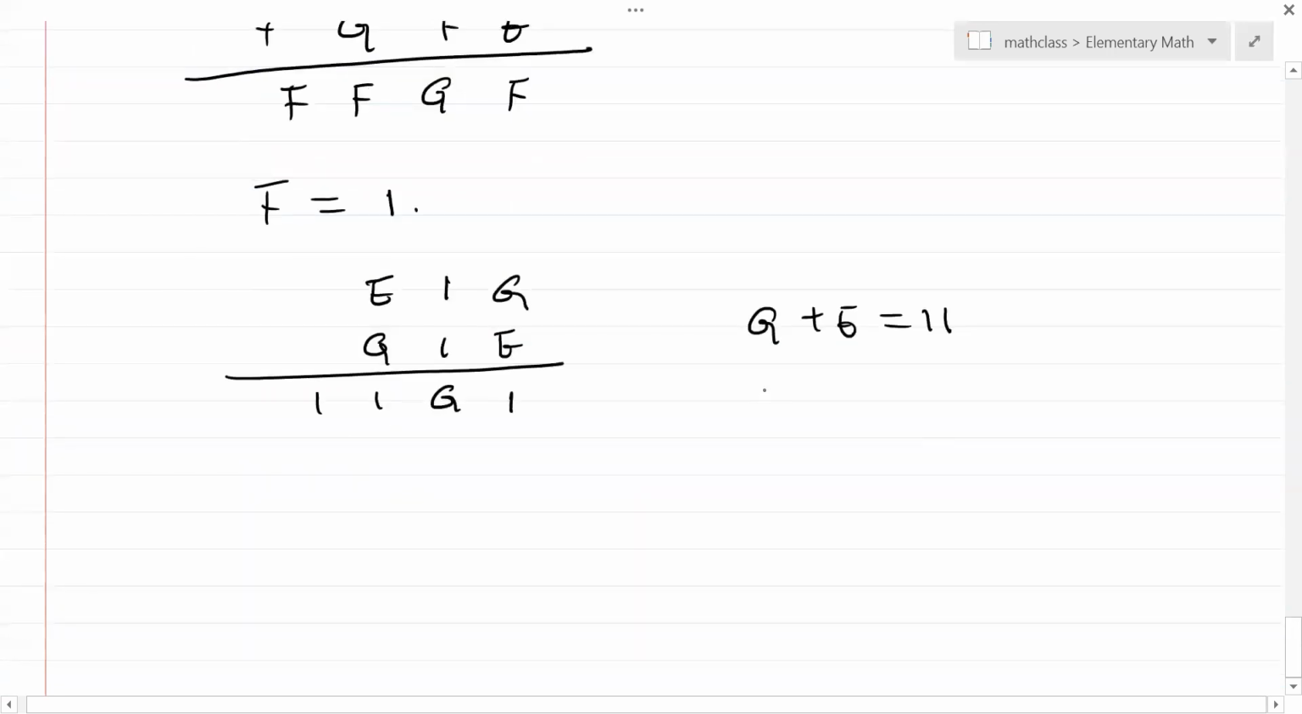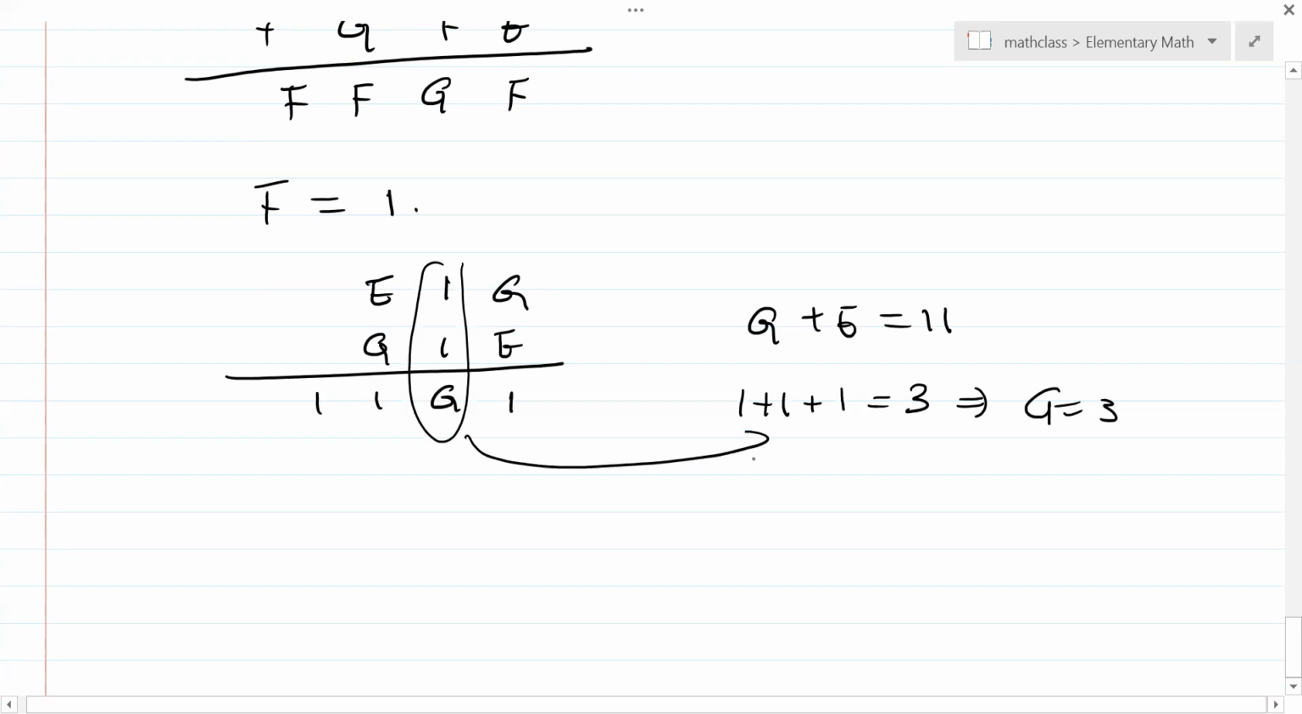So now you have the next one, and it's 2 ones equal G, but 11 has 1 extra. So we move it, and then 3. So 1 plus 1 plus 1 is going to be 3. That gives you G equals 3. Correct? Yeah, look at this. Because you get the 1 from here.